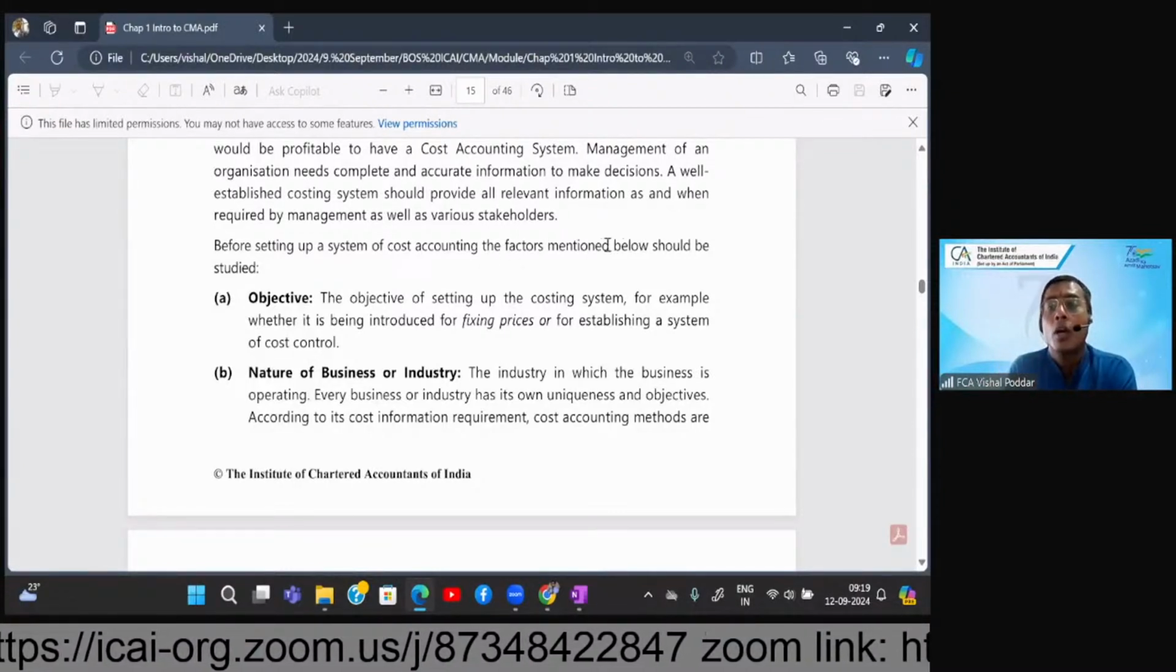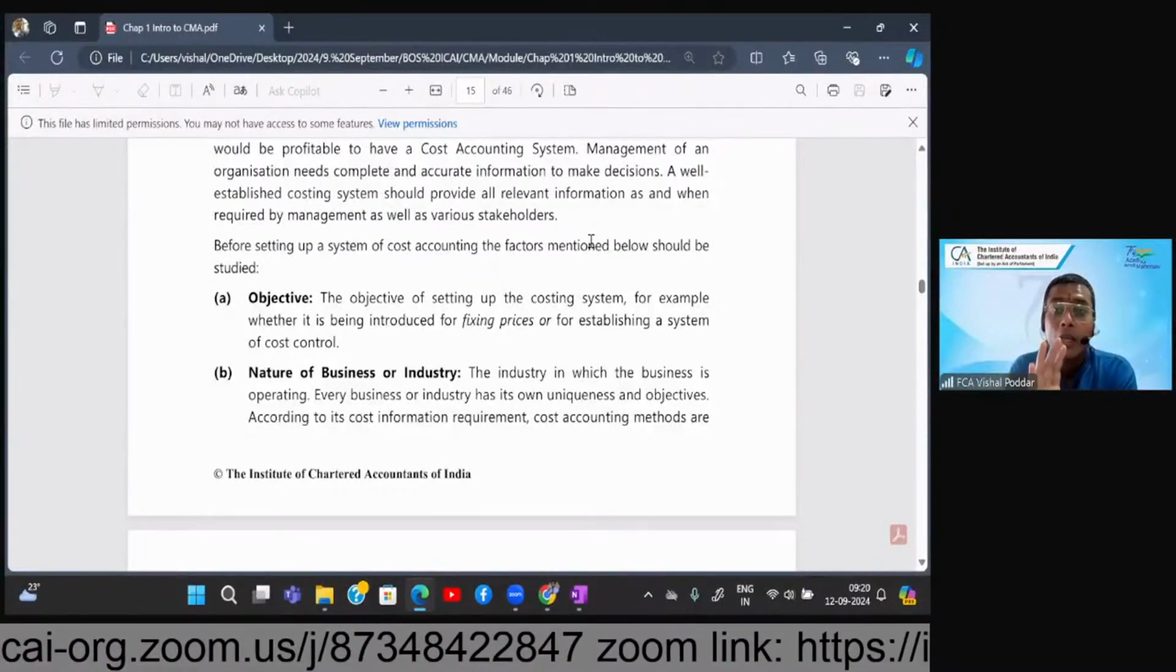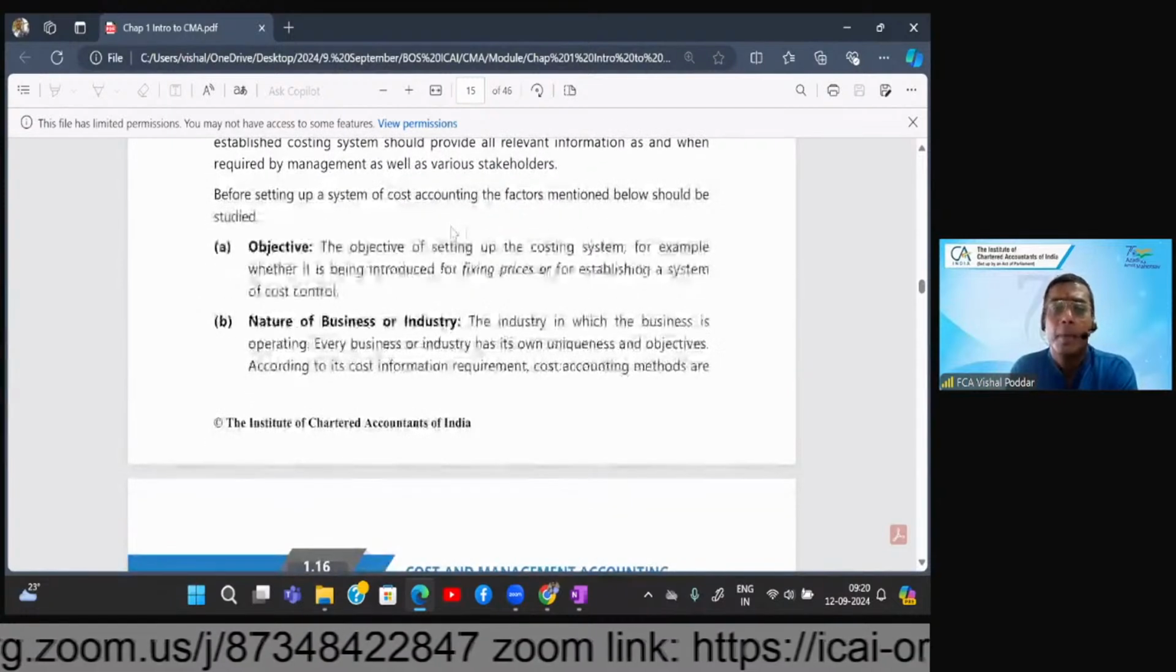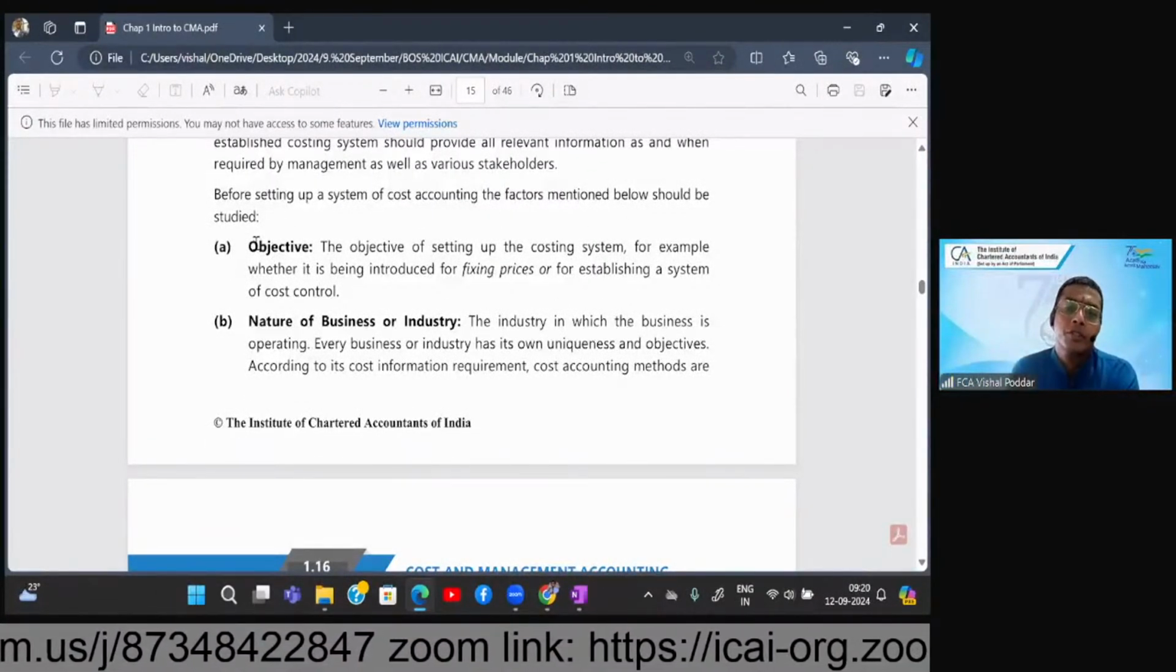So I want to find out what factors I should keep in mind. मेरे दिमाग में क्या बातें ध्यान में रखनी है? अपन बोलते हैं ना भाई, ये करने के पहले ये बातें ध्यान में रखो. So कौन सी बातें ध्यान में रखनी? पहला, please always remember कि why you are having this costing system.